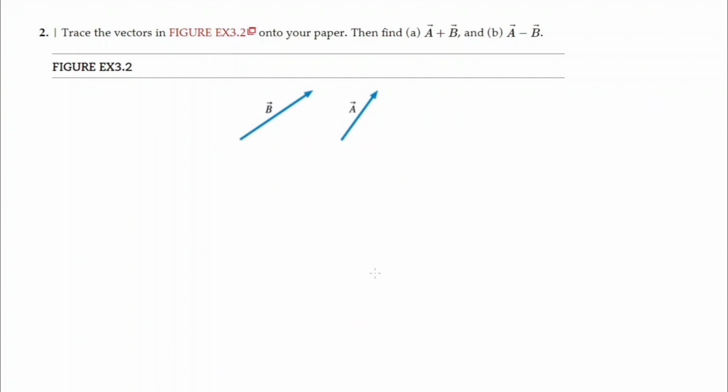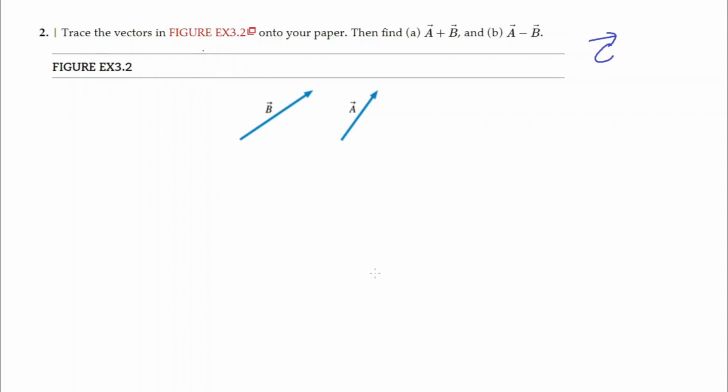Alright, so I want you guys to try number 2 out. So essentially, for this, you're just going to use the vector rule to find vector c. So you could pause the video and try that out. Alright, so let's take a look at number 2.